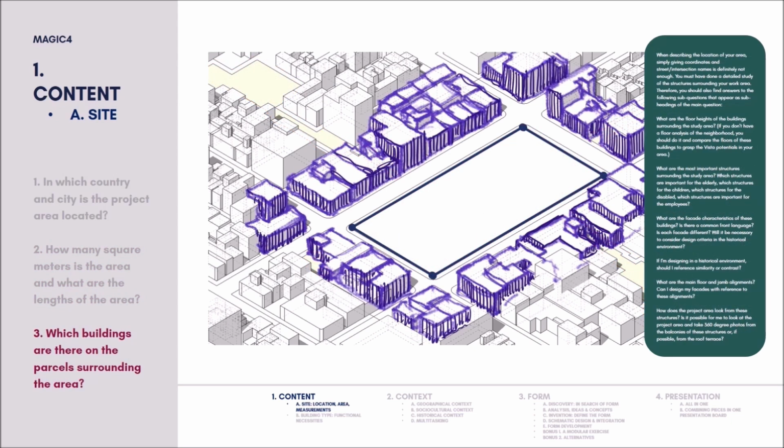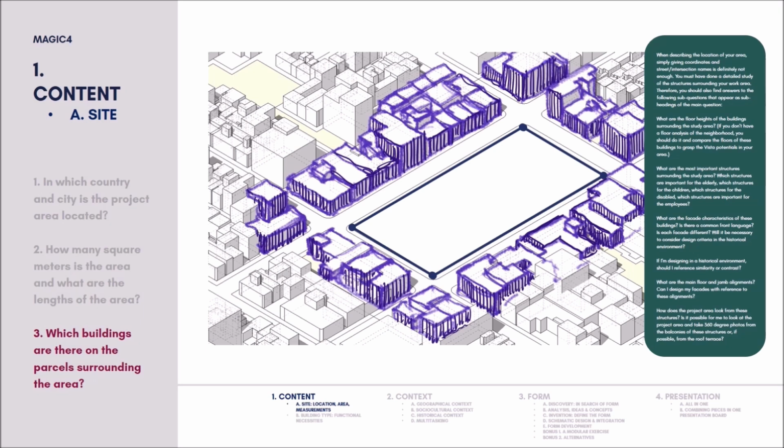A site. Question 3. Which buildings are there on the parcel surrounding the area? When describing the location of your area, simply giving coordinates and street/intersection names is definitely not enough. You must have done a detailed study of the structures surrounding your work area. Therefore, you should also find answers to the following sub-questions that appear as subheadings of the main question.